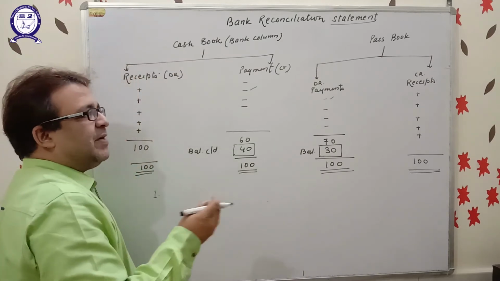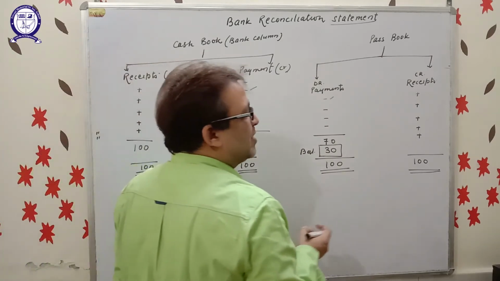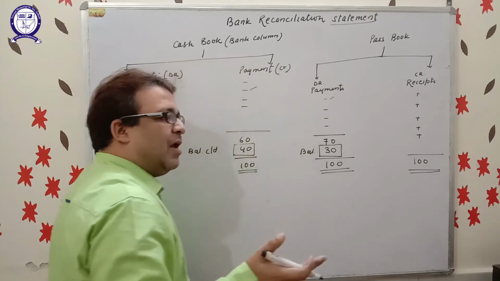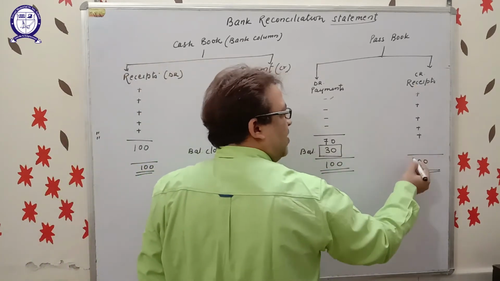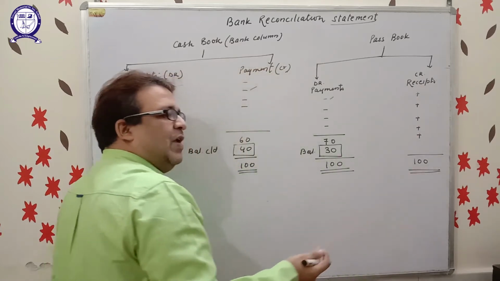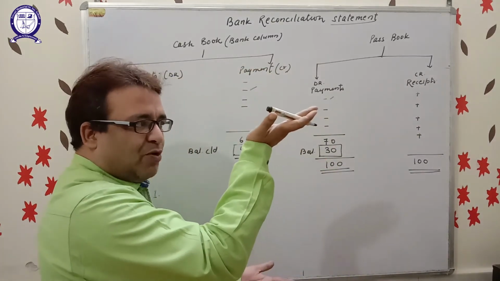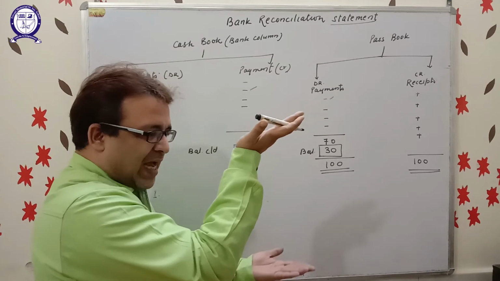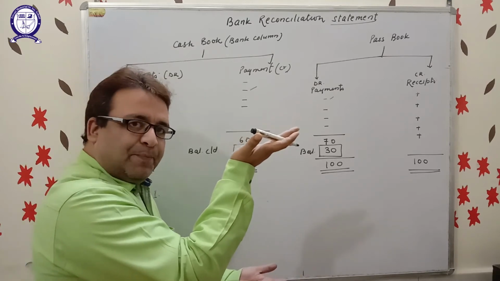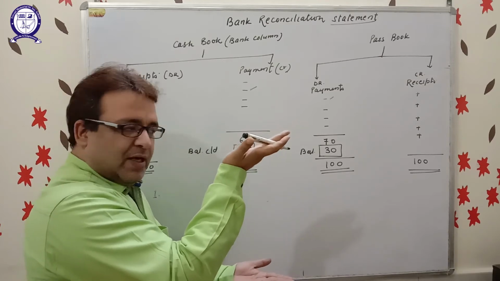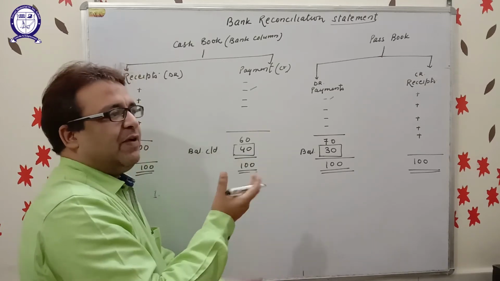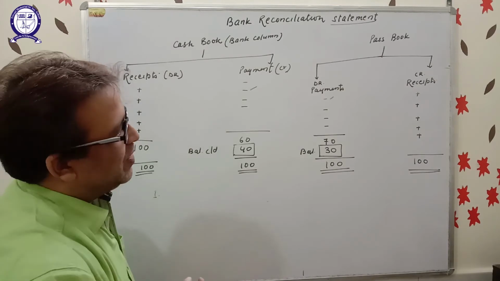Next, sometimes bank allows us interest. When bank allows us interest, bank credits some amount in our account. So our bank balance will increase. So passbook balance will increase, but the cash book balance will remain the same because we have not entered this transaction into cash book. So there will be a difference between passbook and cash book.